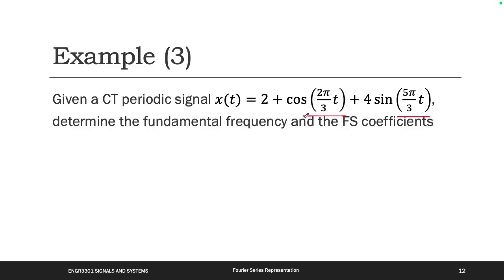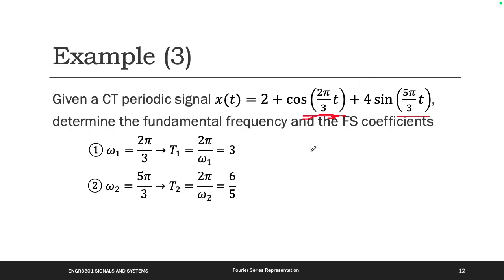For the fundamental frequency, you need to focus on 2 pi over 3. That makes sense to you? Because it's just a pi difference, am I right? So, step by step, this is 2 pi over 3, am I right? Which means your T is 2 pi over omega 1, which equals 3, and the other one is 6 over 5, am I right?